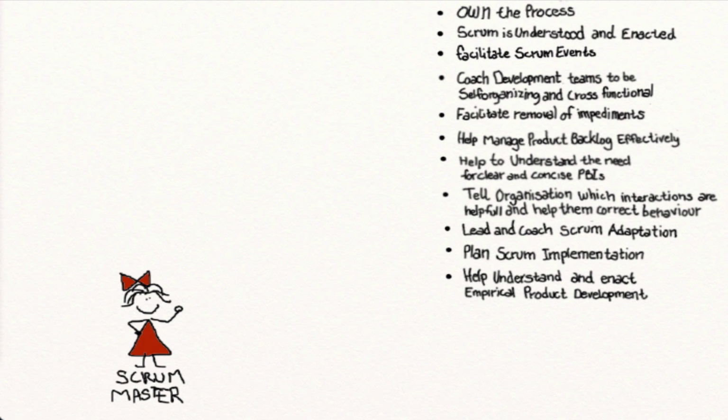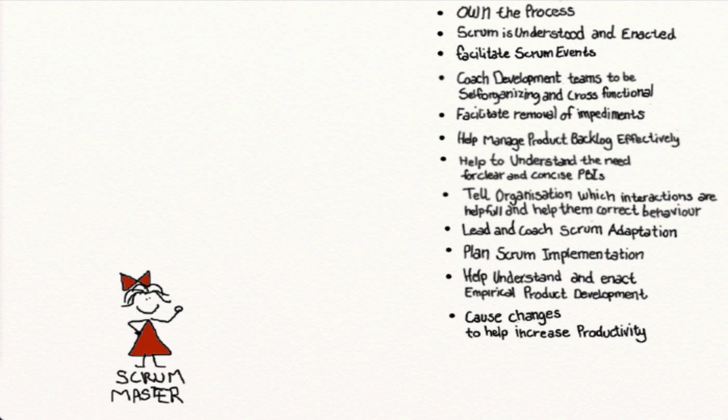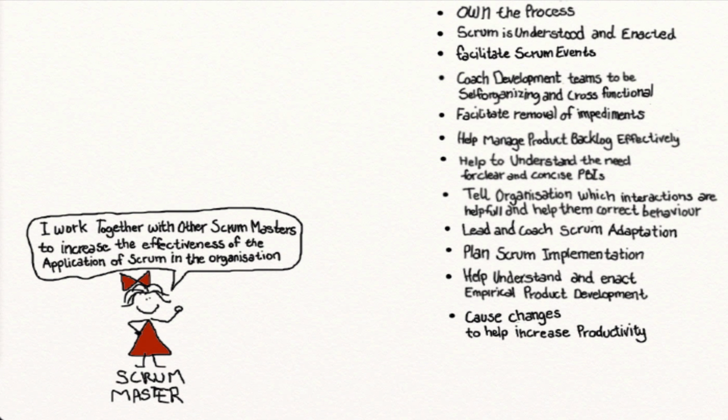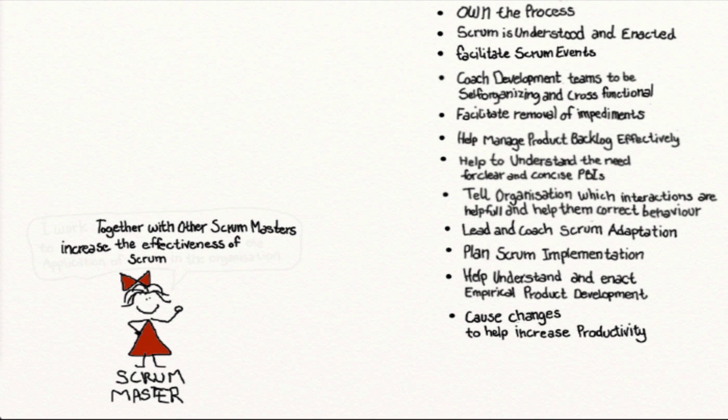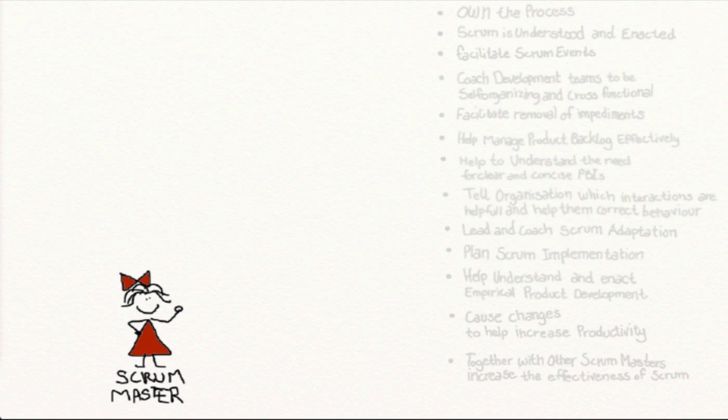The Scrum Master is a practical pair of hands towards the process. She causes things to change with the purpose of helping the team increase its productivity. In bigger organizations with more than one Scrum team, the Scrum Master works together with the other Scrum Masters to increase the effectiveness of Scrum in the organization.